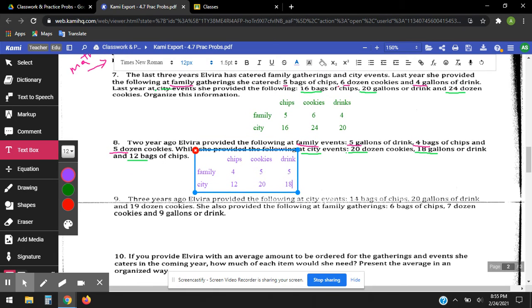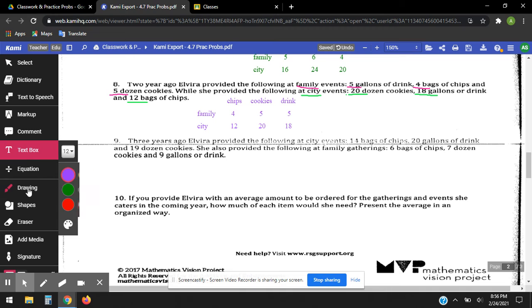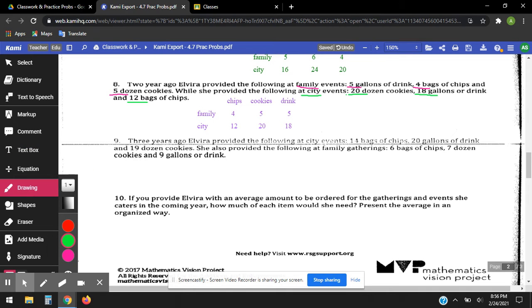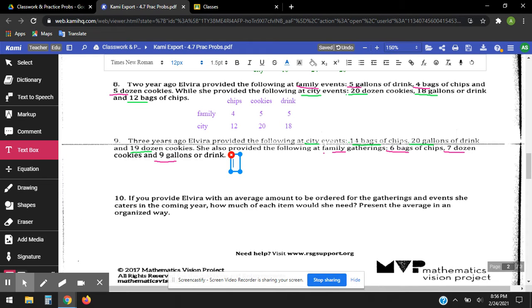All right. And 3 years ago, she provided the following at city events. So we're doing the city first: 14 bags of chips, 20 gallons of drink, 19 dozen cookies. And the family gathering had 6 bags of chips, 7 dozen cookies, and 9 gallons of drink. So let's go back to our text box and do this one, 3 years ago.